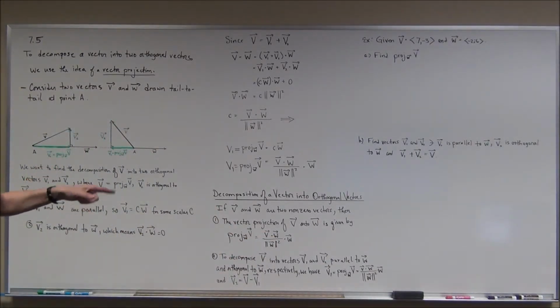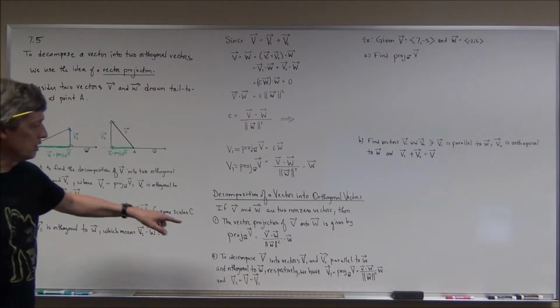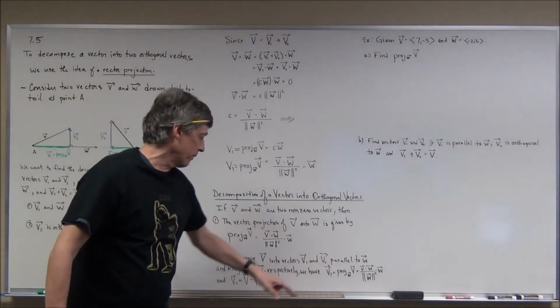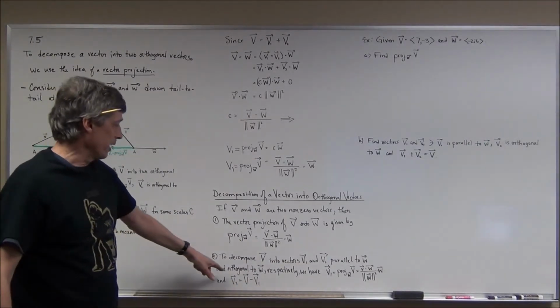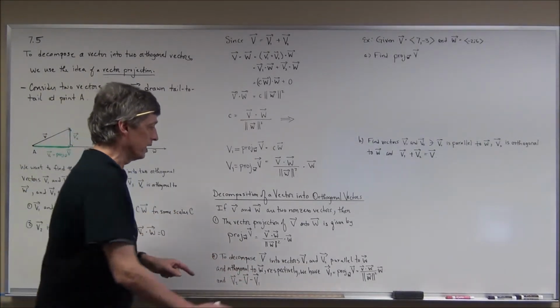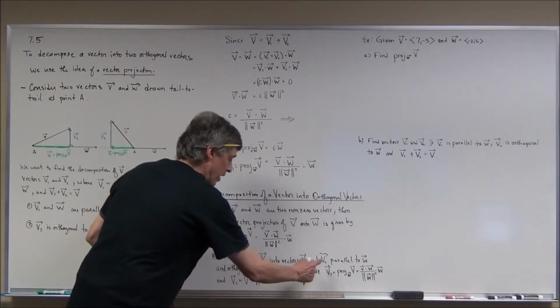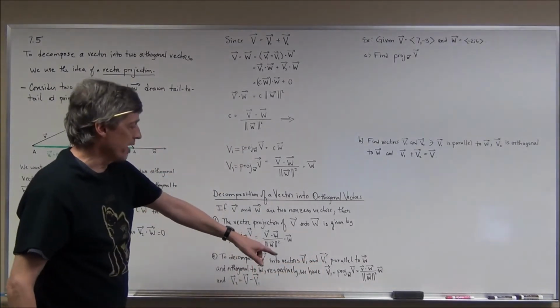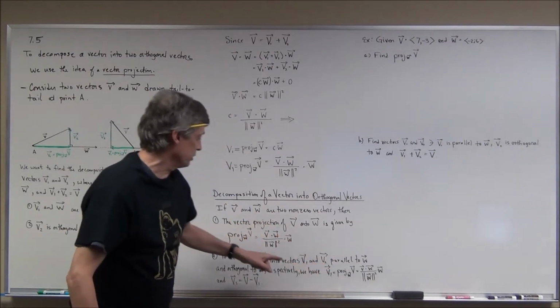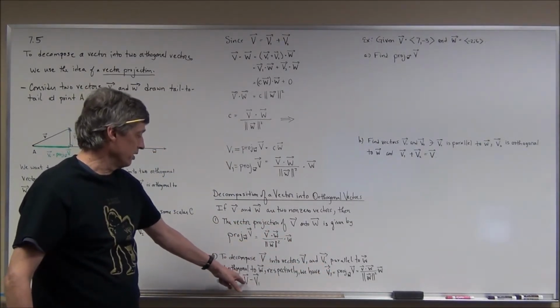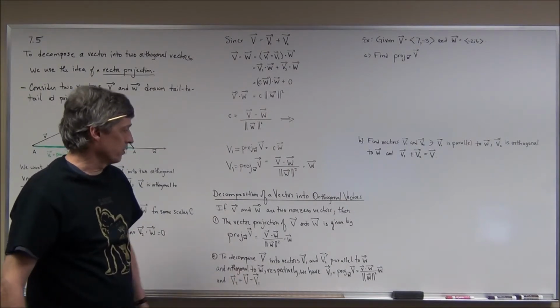Now to break it down, these are the steps we're going to use to decompose vector V into vectors V sub 1 and V sub 2, parallel to W and orthogonal to W, respectively. This one is parallel, this one is orthogonal. Then V sub 1 is equal to this projection, and V sub 2 can be found by taking the difference of vector V and vector V sub 1.